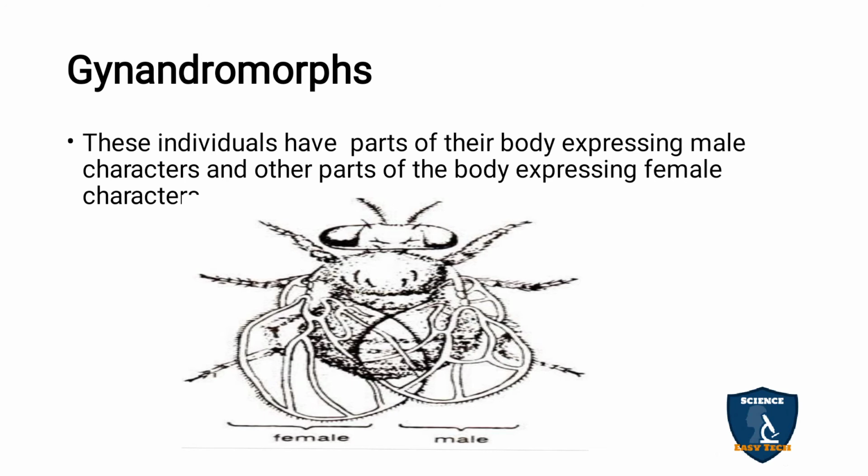Gynandromorphs. Gynandromorphs means that in an individual, some parts of the body express male characters and some parts express female characters. This is a Drosophila. This portion resembles the female body, and this portion is the male body. In a single individual, when the male and female parts are both expressed, it is known as a gynandromorph.